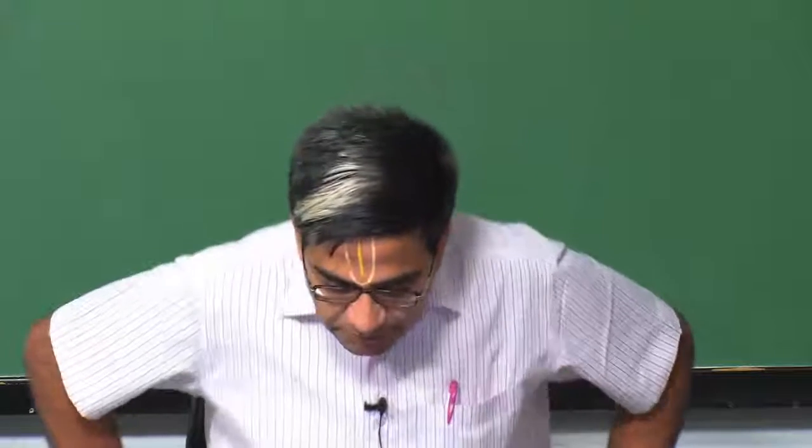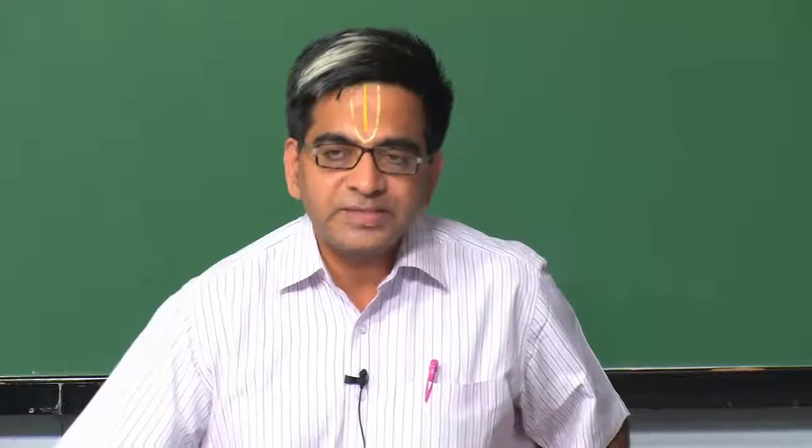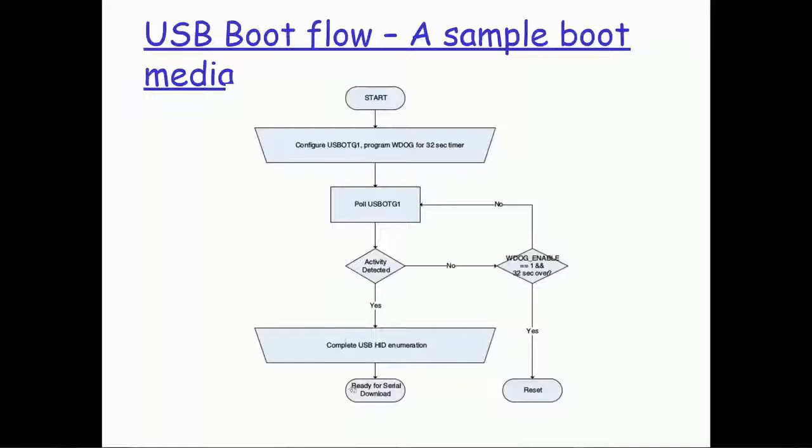So, if I detect the activity, the enumeration of the USB device, the HID here is a hardware ID, right. So, USB has this hardware ID field for which the enumeration has to be completed, without which it will not be recognized as a valid device in the system, right. So, the enumeration is completed and then it is basically ready for the serial download.